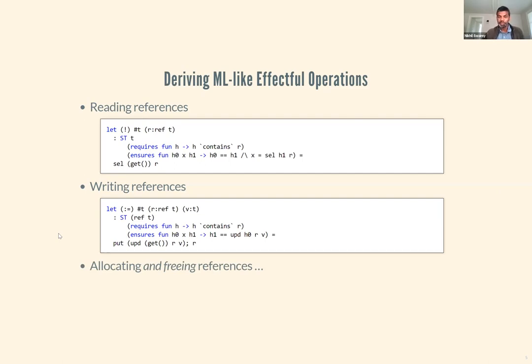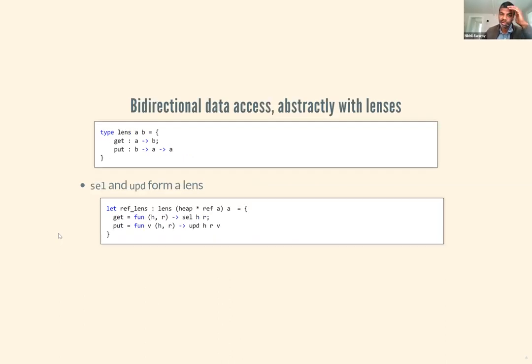I'm not going to show you these here, but you can see in our papers how you can enrich this model to give you allocation and even freeing a reference. Those things are possible to define. Now, a slight interlude. With this assignment and dereference, you can start to program with ML style references.